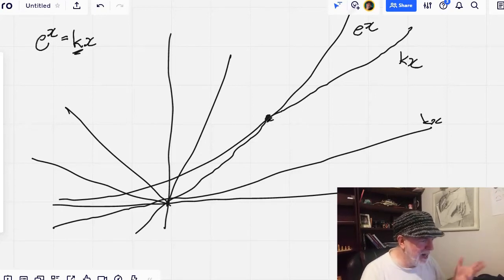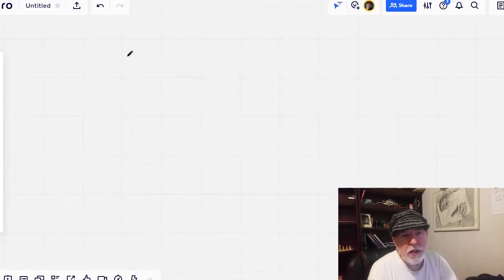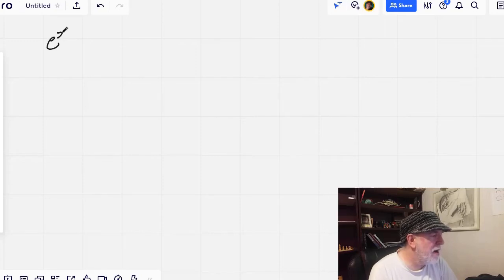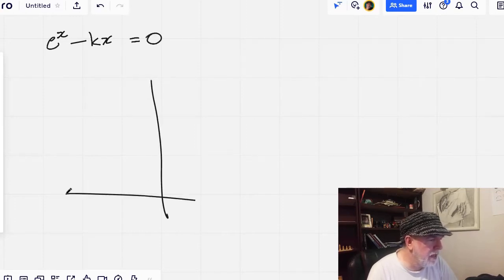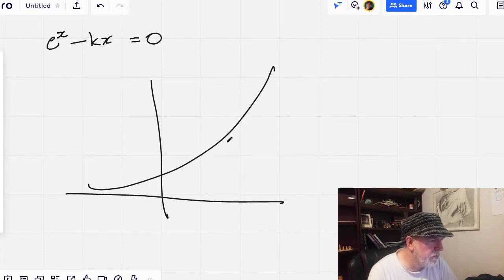Let's clear the screen and do this again. So really, we're looking for a zero of this function: e to the x minus kx equals 0. Okay? So let's look at this without all the extra lines, and just this one here.